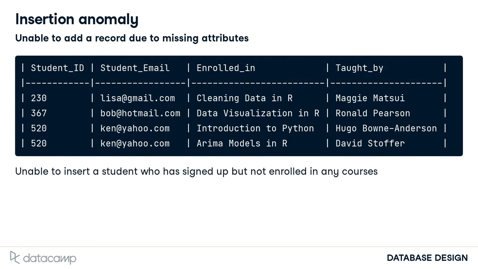An insertion anomaly is when you are unable to add a new record due to missing attributes. For example, if a student signs up for DataCamp but doesn't start any courses, they cannot be put into this database. The only exception is if the enrolled in column can accept nulls. The dependency between columns in the same table unintentionally restricts what can be inserted into the table.